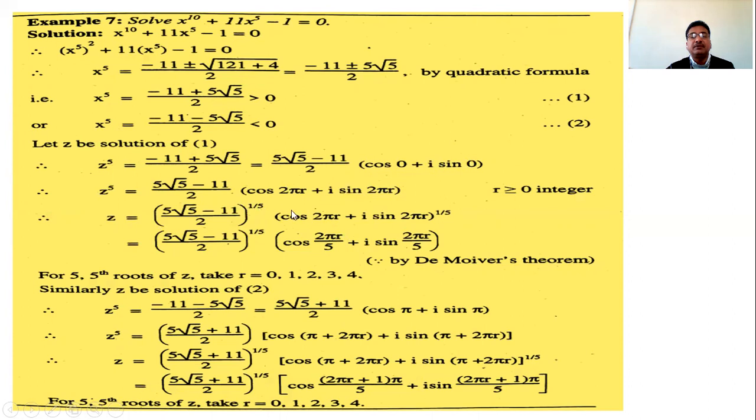So x is this to the power 1 by 5. And 1 by 5 of this is, by De Moivre's theorem, 1 by 5 into 2kπ. So we have this by De Moivre's theorem. And substitute k equal to 0, 1, 2, 3, 4. Then we get the 5 fifth roots of this. And these are the values. Substitute k equal to 0, then 1, then 2, and then 3. We get the 5 fifth roots of this number. Okay, these are the values.